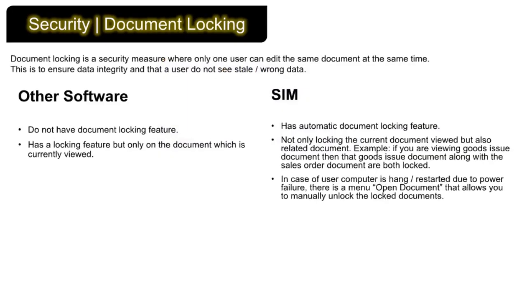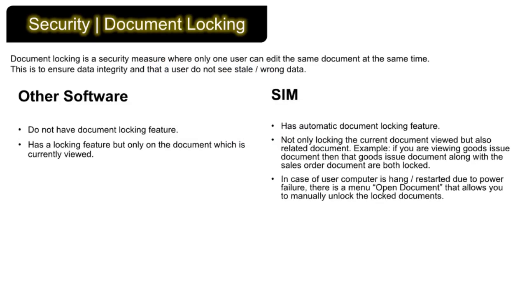Document locking is a feature that makes sure only one user can edit the same document at the same time. Its sole purpose is to ensure data integrity, especially document status. Other software may have this feature or not. You must check with the software vendor for more information.